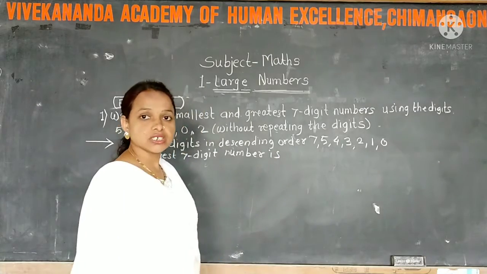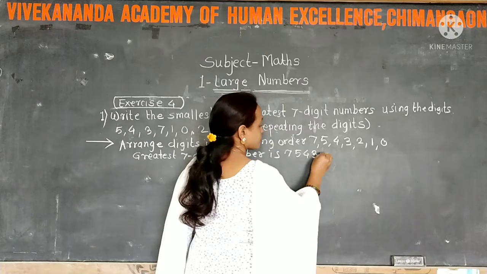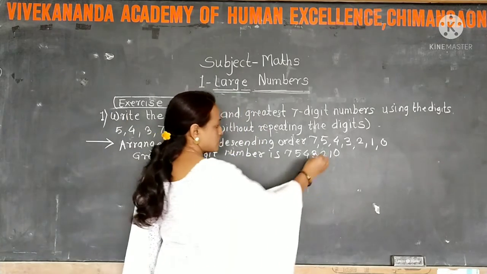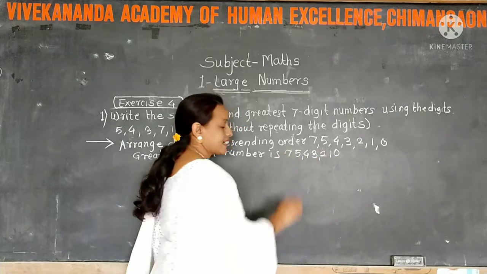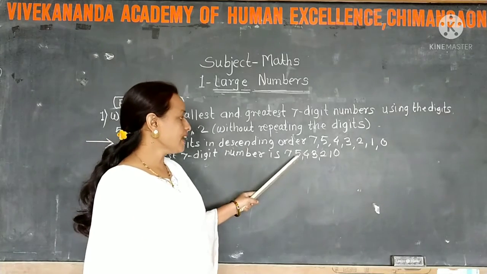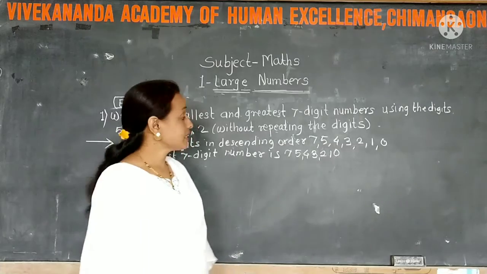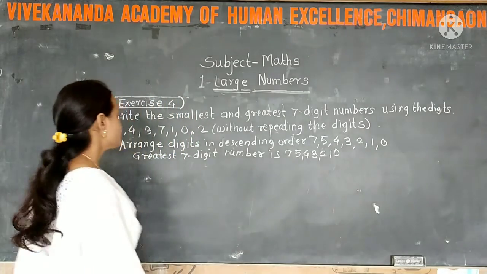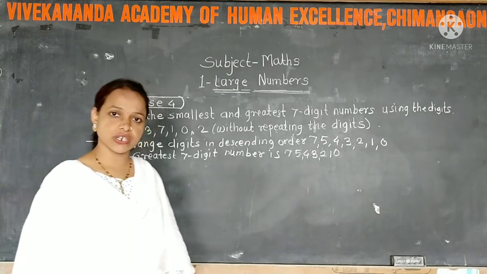we write those digits. Now we put the comma to separate the periods. Ones, tens, hundred, thousand, 10,000, lakh, 10 lakh. So we get here the greatest 7-digit number is 75,43,210. Now we write, or make, the smallest 7-digit number. So for that we have to arrange the given digits in ascending order.